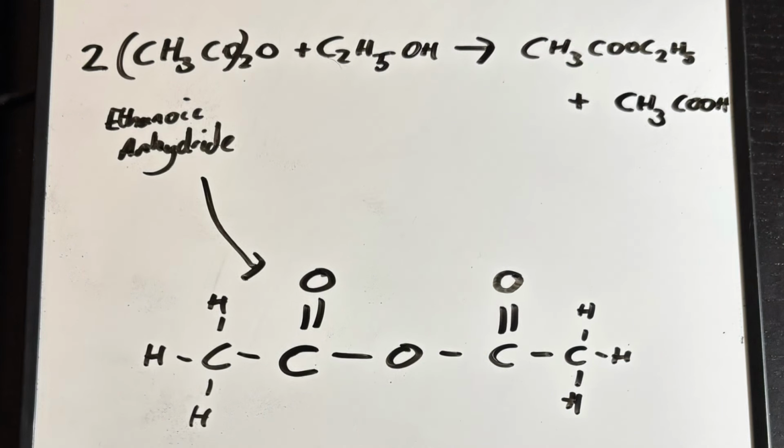You can also use an acid anhydride, in this case ethanoic anhydride, which looks like this, with an alcohol to create an ester. But rather than water, you form the carboxylic acid of your anhydride. So in this case, ethanoic acid. But if you're using propanoic anhydride, you'd form propanoic acid.